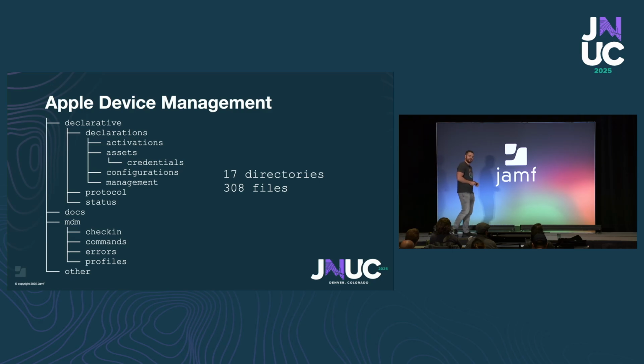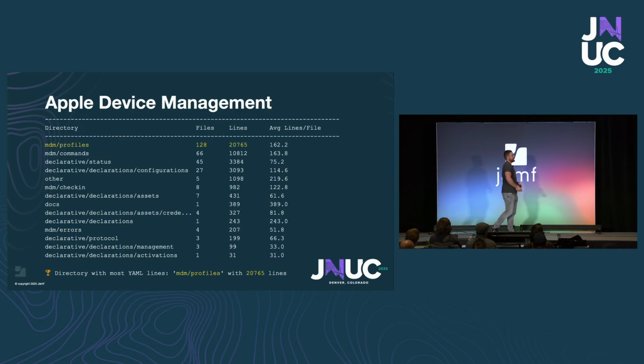Yeah, we are on the configuration profile session. Configuration profiles are actually the biggest part of this device management schema, and as we can see, it contains 128 files and above 20,000 lines. In second place are commands, then declarative management starts, where in fourth place are declaration configurations, which we will cover today too. How it looks in comparison to each other.